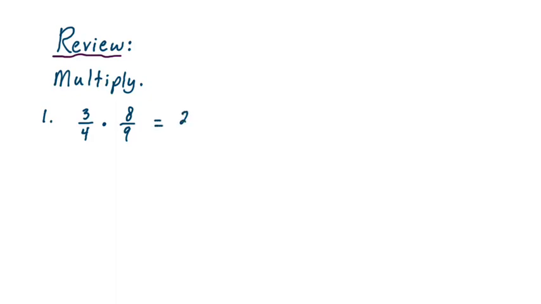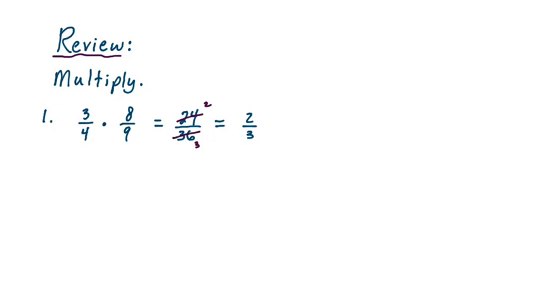So here 3 times 8 is 24, 4 times 9 is 36. And then once we've done that, notice the 24 and the 36 have common factors. We can divide, the greatest common factor for those two would be 12. So dividing by 12 we get 2 in the numerator and 3 in the denominator. And so our final answer is 2/3.